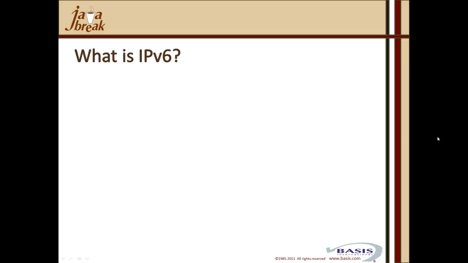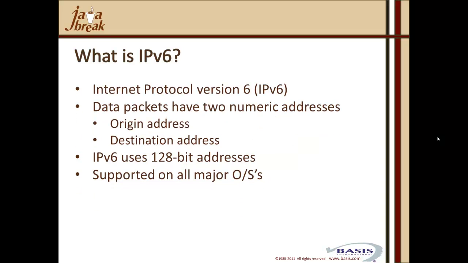Thanks, Paul. As we mentioned, IPv6 stands for Internet Protocol version 6. As with IPv4, you have an origin address and a destination address. However, IPv6 uses 128-bit addressing, whereas IPv4 utilized 32-bit addressing.